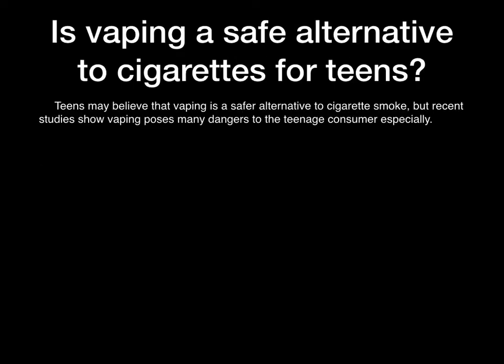So let's pretend that we're writing a paragraph about vaping. And the main point of this body paragraph explores whether or not vaping is a safe alternative to cigarettes for teens. So here's our preview sentence. Teens may believe that vaping is a safer alternative to cigarette smoke, but recent studies show vaping poses many dangers to the teenage consumer especially. So what phrase would indicate the subject of this paragraph? We actually have two. We have safer alternative, and we have many dangers to the teenage consumer, because we want to show that while it seems safer, vaping is actually just as dangerous.